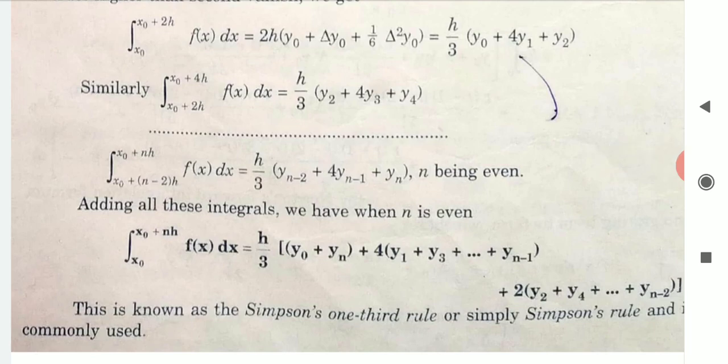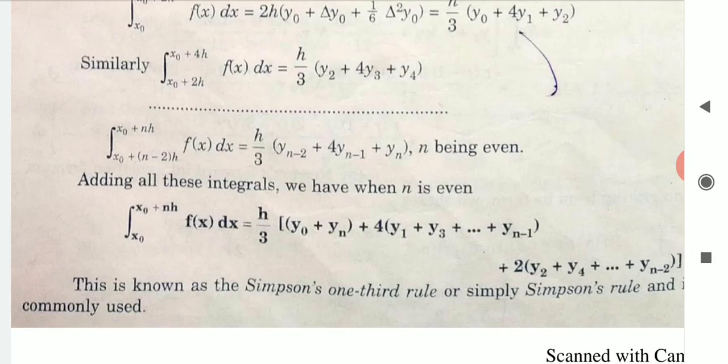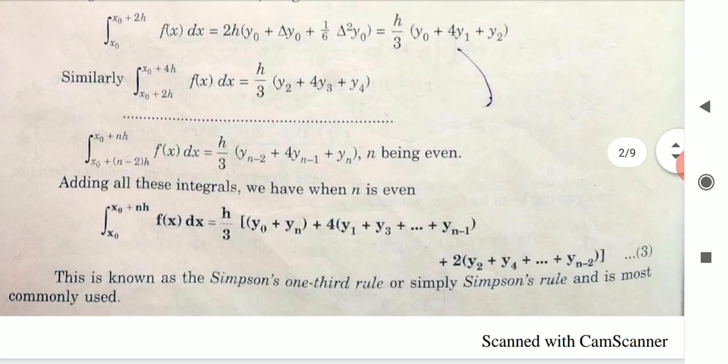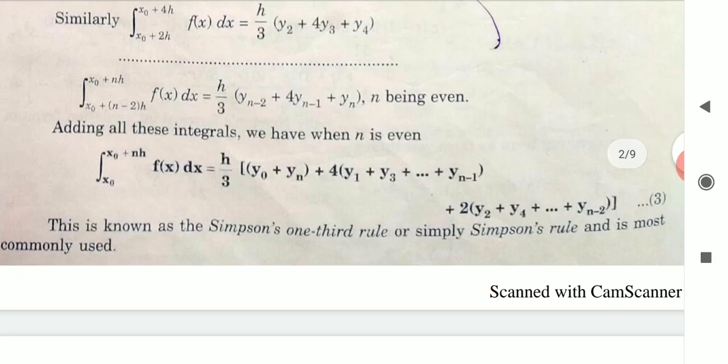So what is the pattern here, h by 3 into yn minus 2. You can see the lower limit of the integration, n minus 2, is there. So that will be the first term on the right hand side, plus 4 times yn minus 1, the term next to that, and you can see yn, it is nothing but x naught plus nh. So the upper limit is there, where n is being even, obviously. Okay, and where n is even, again we will add all those integrals. After we add all those integrals, we will get integral from x naught to x naught plus nh, f(x) dx equals h by 3 into y naught plus yn.